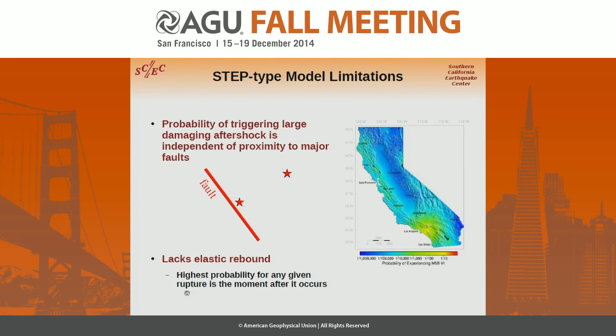Before I discuss the UCERF3 ETAS short-term model implementation, I want to mention some of the limitations of the prior STEP-type models that have been implemented in California that we're trying to improve upon. You see an example here of the STEP forecast that was operational at the USGS for California. So one of the limitations is that the probability of triggering a large damaging aftershock is independent of the proximity to major faults. And another limitation is that it lacks elastic rebound, so the greatest probability for any given rupture is actually the moment after that rupture has occurred, a complete re-rupture.